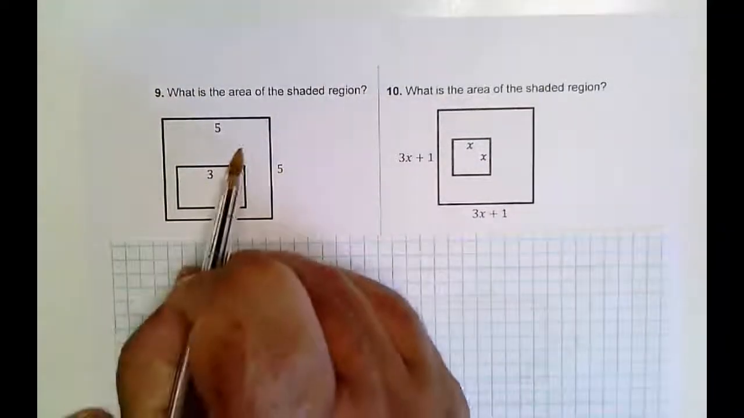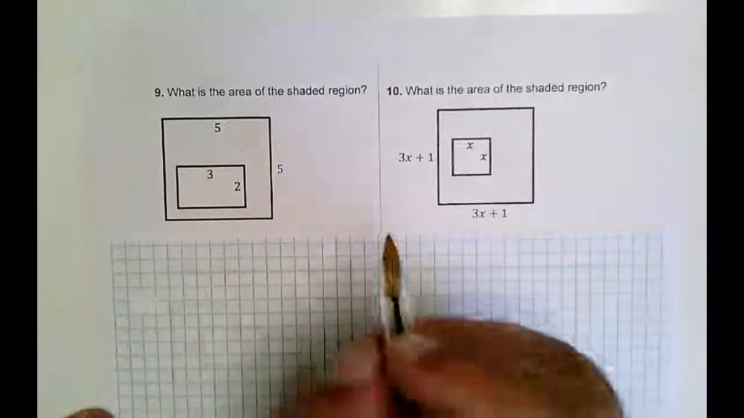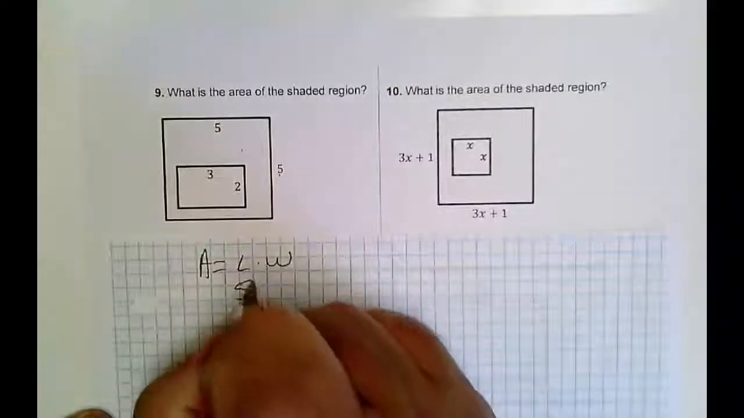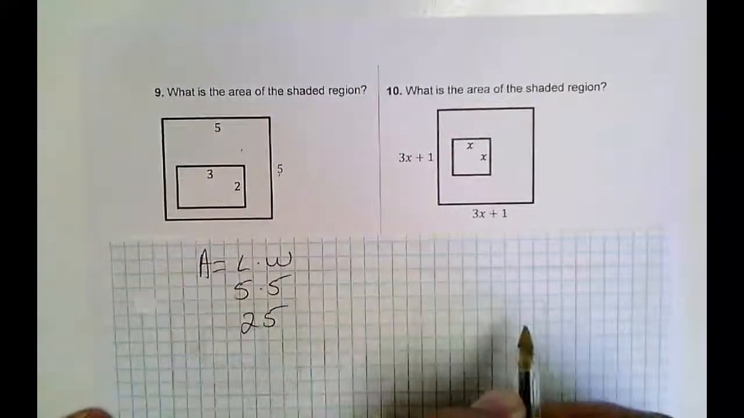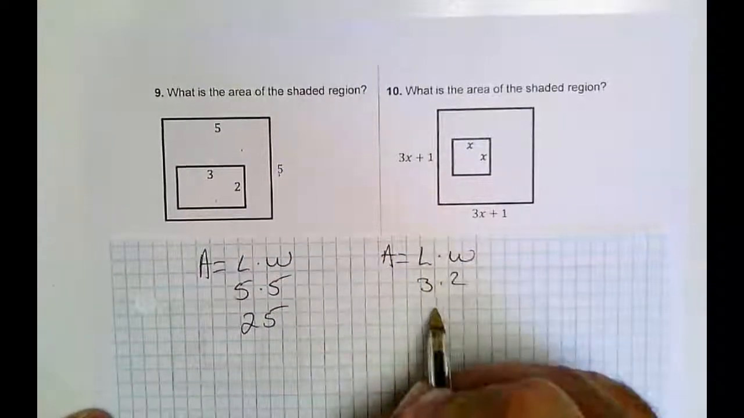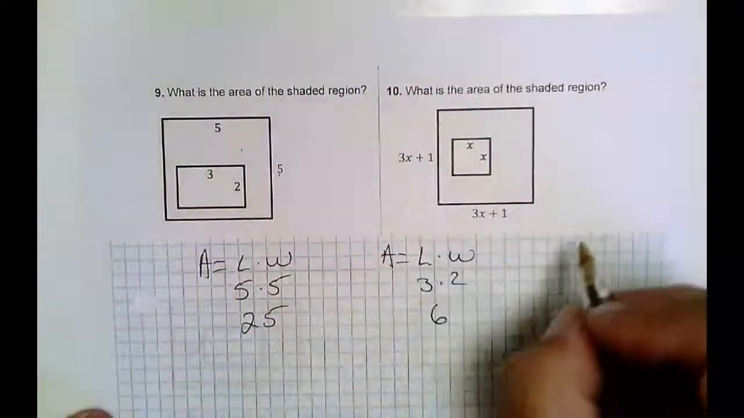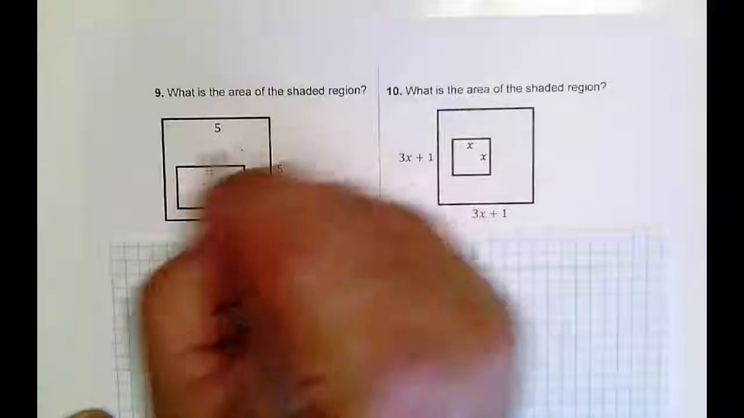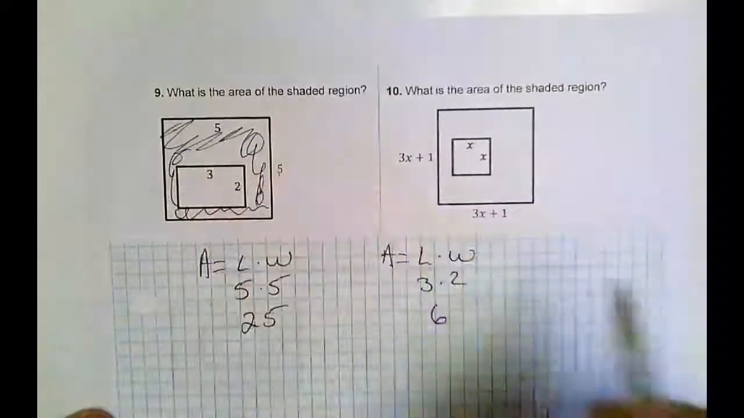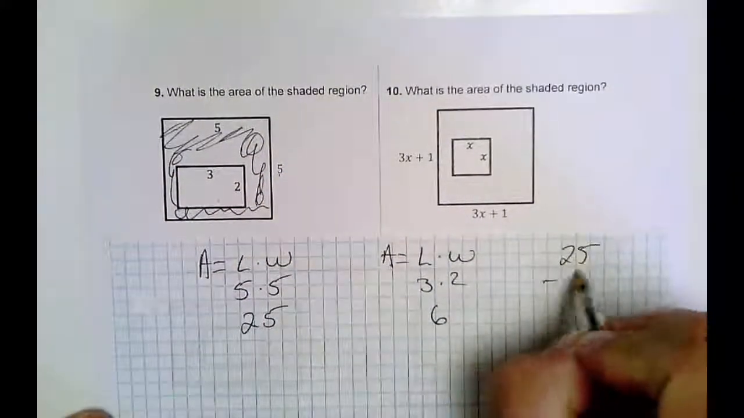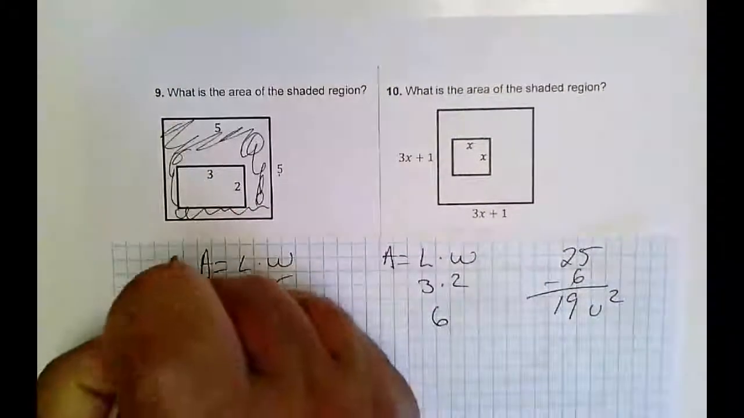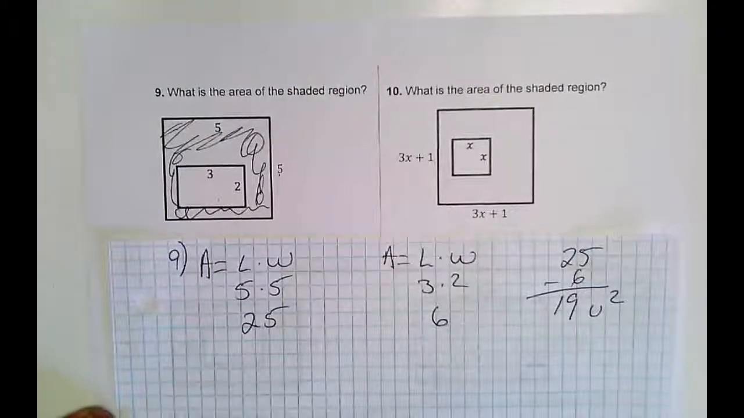Well, that would be the area of the big box minus the area of the little box. So the area of the big box is length times width, which is 5 times 5, which you guys know is 25. Then the area of the little box is still length times width. It's 3 times 2, and that's 6. So I'm going to take these two numbers, and I'm going to subtract them because I just want this area in here. That's all I care about, okay? I don't care about that whole wide area. So 25 minus 6 is 19 units squared because I'm doing area, okay? So that's pretty simple when I'm given numbers.